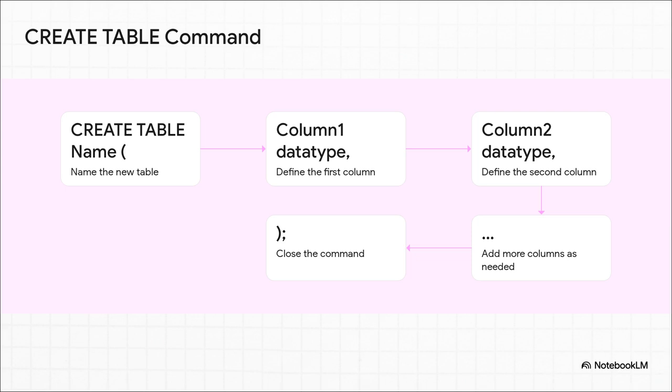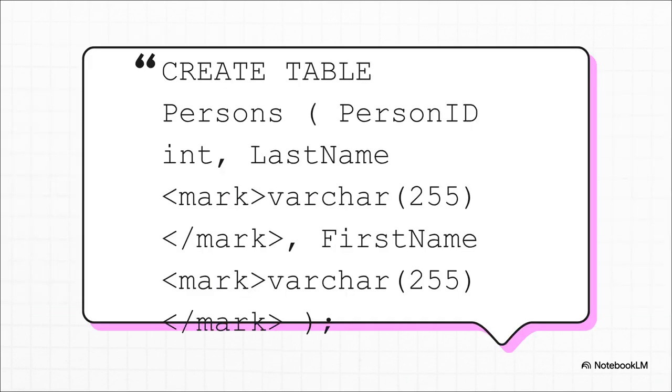It's simple. You just give the table a name, and then you define all the columns that are going to be in it, telling SQL what kind of data each column will hold. Like, is it a number? Is it text? Is it a date? Let's look at a real example. See? We're saying create table and calling it persons. Then we're defining the columns. PersonID is an int. That just means integer, a whole number. And LastName and FirstName are varchar(255). That's just a fancy database way of saying this column holds text up to 255 characters long.